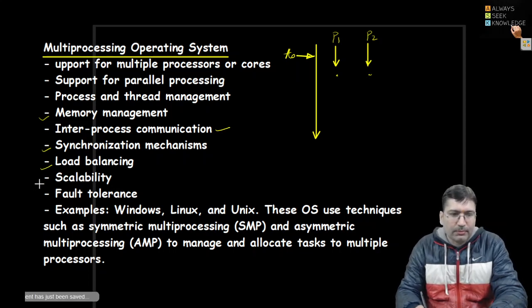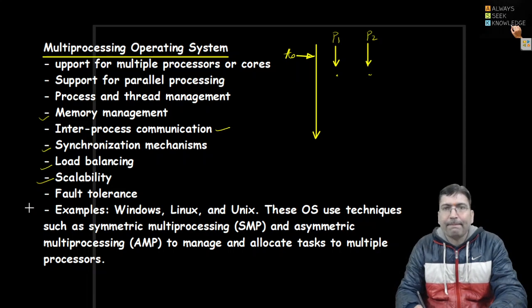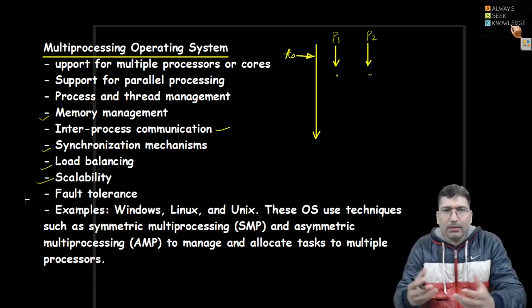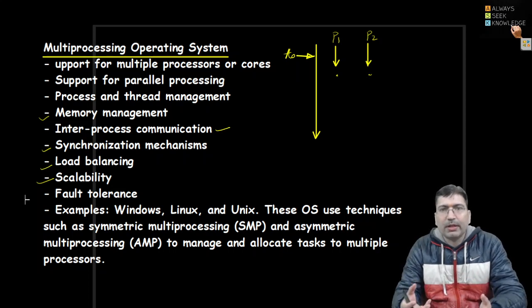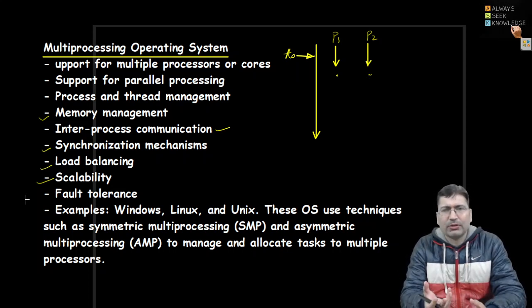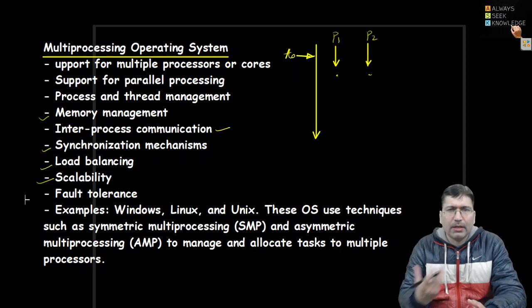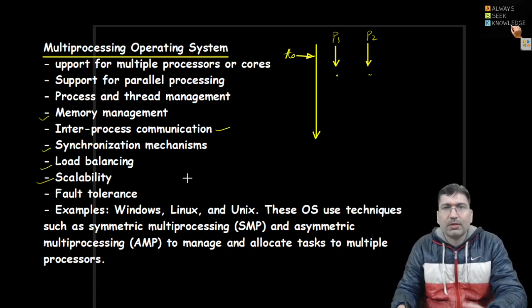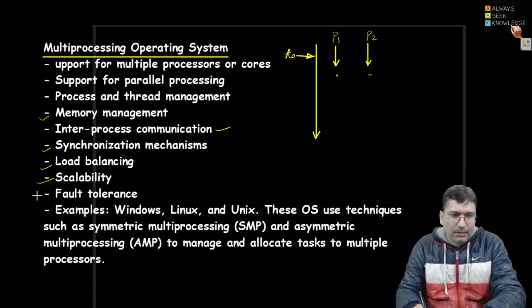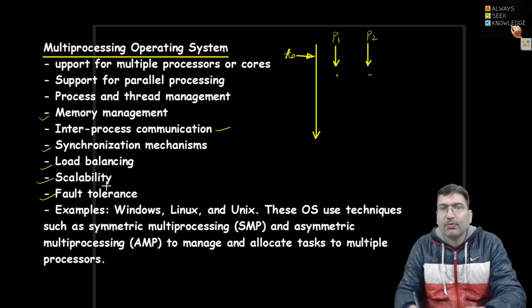multiprocessing operating system. Scalability, because a number of processors can be handled or multiple cores can be handled, and a number of processes can be initiated, and the efficiency of the system will be more as compared to the other available systems, and such systems should be fault tolerant.